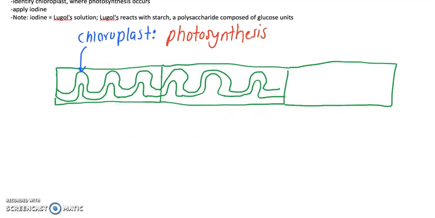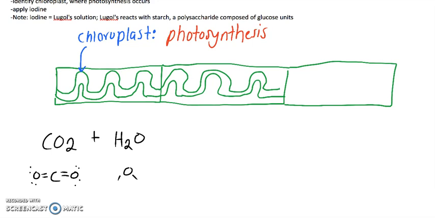So if you remember in photosynthesis, this is where we take carbon dioxide. So that looks like this. And it mixes with water. We know water looks like this. And it's going to form a carbohydrate that we know, and this guy here is glucose.